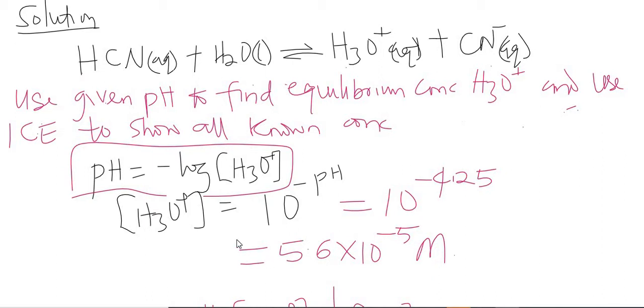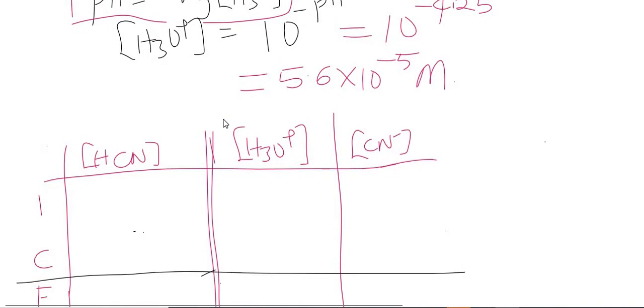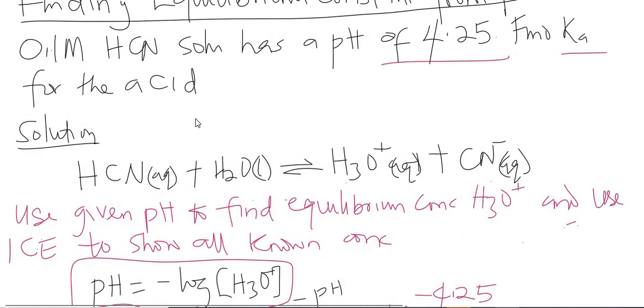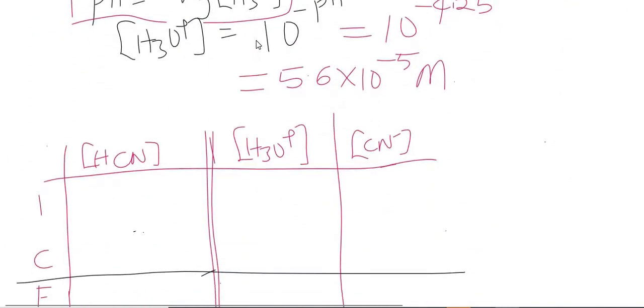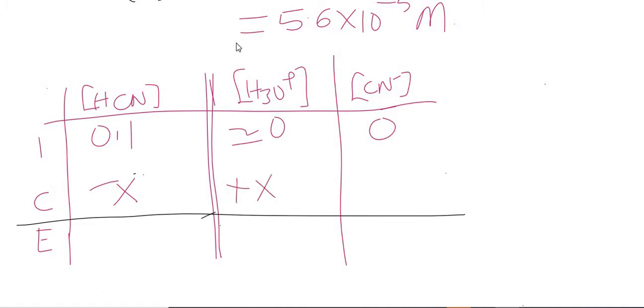All right. So we're going to use the ICE table to show all known concentrations for our reactants and products. So this is the ICE table. Initially, our HCN is 0.1 molar. So we go into our ICE table and we plug this value 0.1. And we have our initial concentration to be 0. Here it's going to be 0. This is negative x. And this is positive x. And this is positive x.